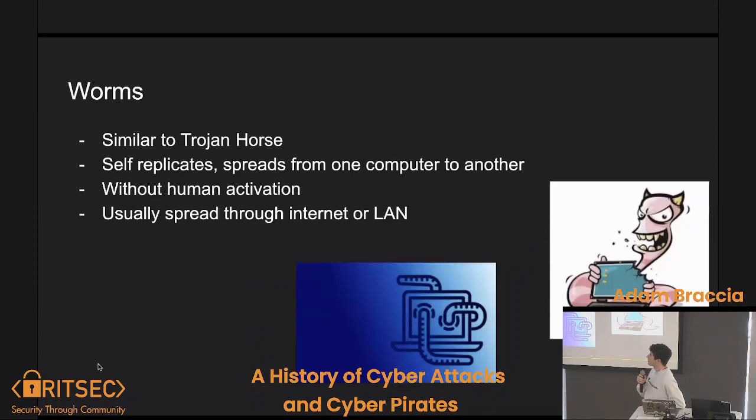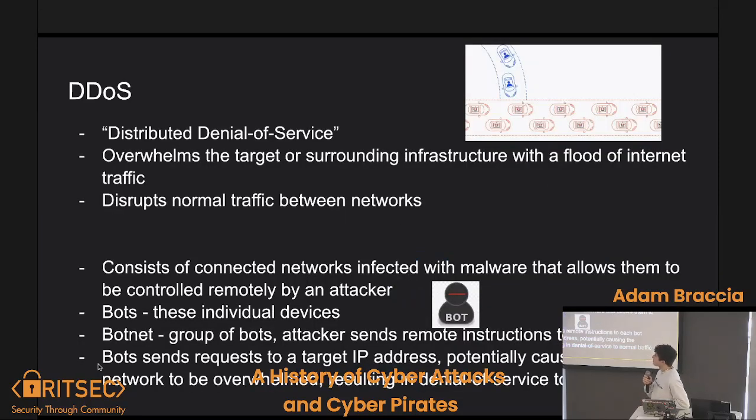The next malware type we have is worms. It's similar to a Trojan Horse. It self-replicates and spreads from one computer to another, but it does not need human activation like a Trojan Horse does. The next one is the DDoS, Distributed Denial of Service. This is when overwhelming traffic disrupts normal traffic from happening. We'll go into examples of how this works, but the overwhelming traffic basically causes a denial of service.